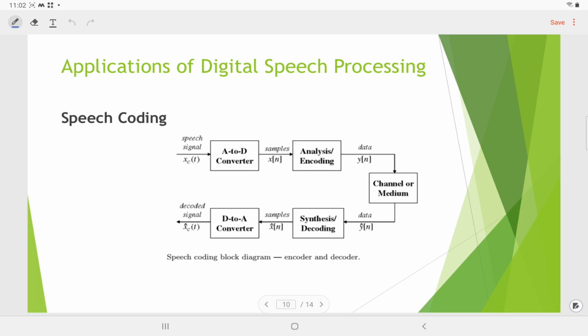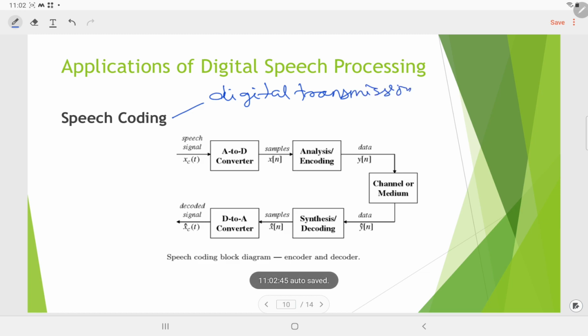So, the first one is speech coding. It is the most widespread application of digital speech processing techniques, and you will find this speech coding is mainly used for digital transmission and storage. The goal of speech coding is to compress the speech signal without losing any important detail.